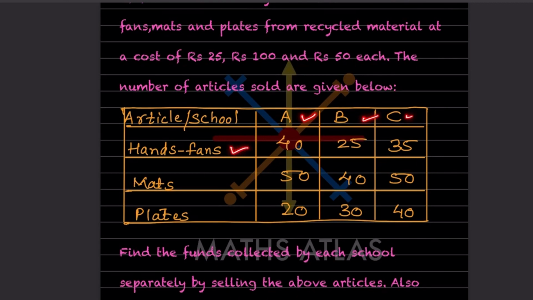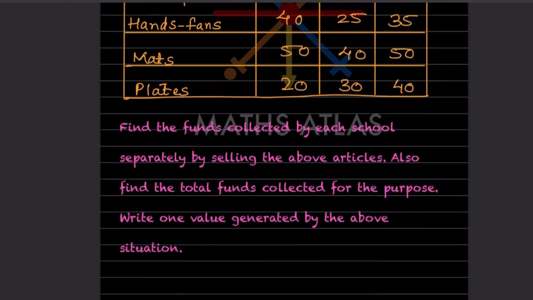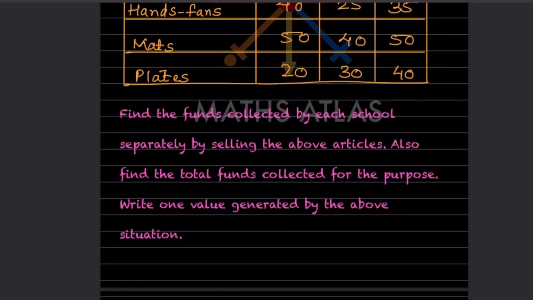The hand fans are 40, 25, 30, mats 50, 40 and 50, and plates are 20, 30 and 40. These are the given. What we have to do is find the funds collected by each school separated by selling the above articles. Also find the total funds collected for the purpose. Write one value generated. We have to write this at the end.